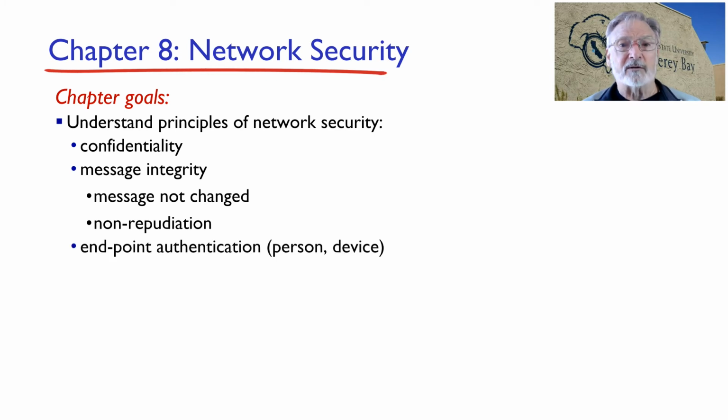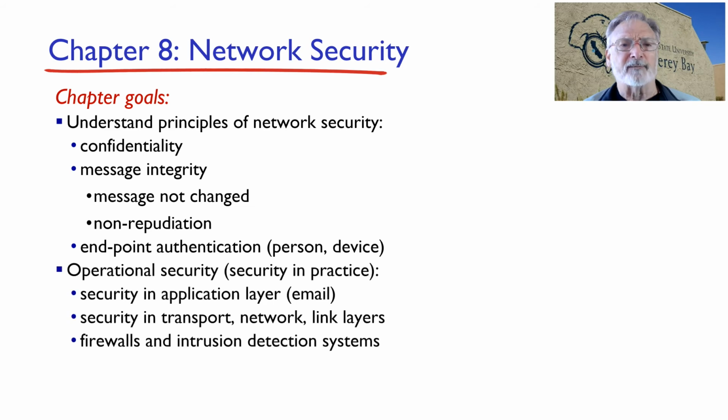Endpoint authentication. Are Alice and Bob really who they say they are? What are their identities, and how do they prove that? The 4th principle is operational security. How do we protect the data in all layers of the TCP/IP stack? And how do we protect the network itself from attack?